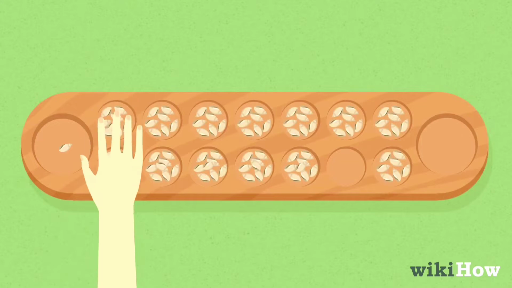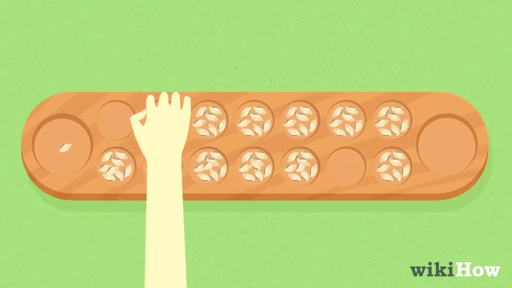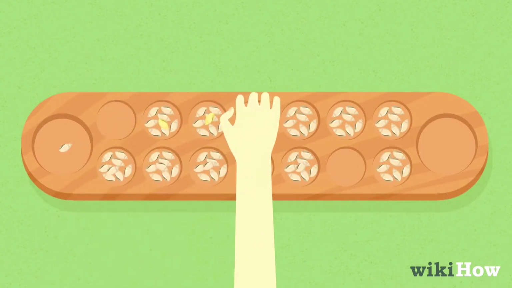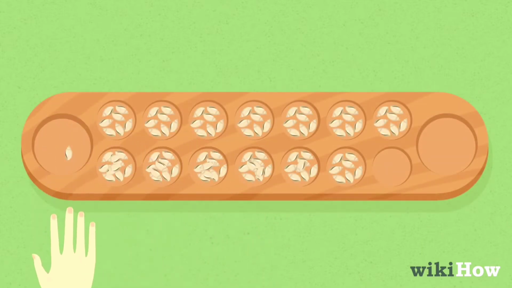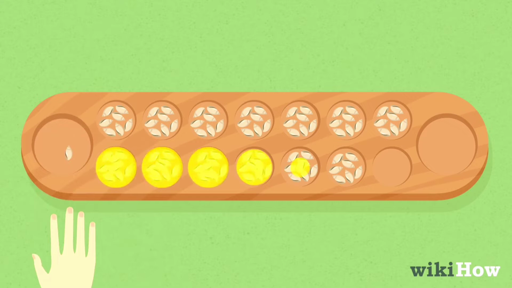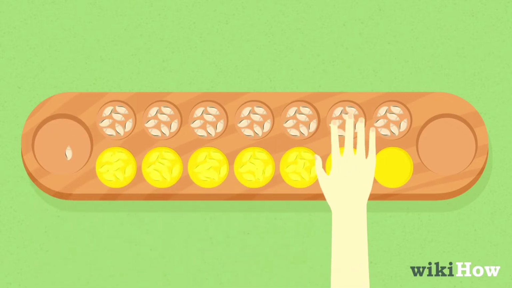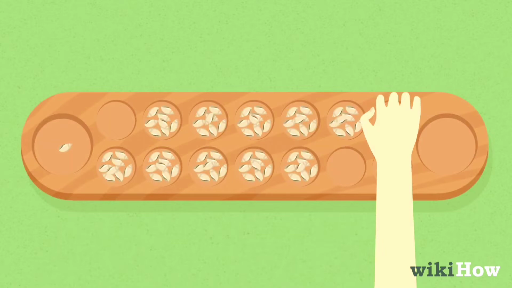If a player's last shell drops in an occupied hole, the player picks up the shells in the hole and continues around the board. If a player drops their last shell into their own home, they take another turn and choose another one of the holes to grab shells from.